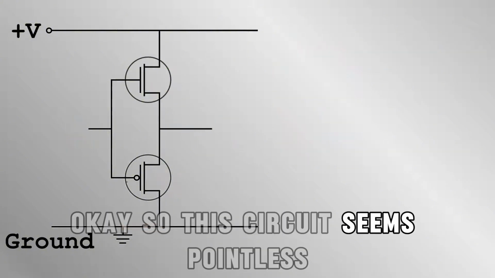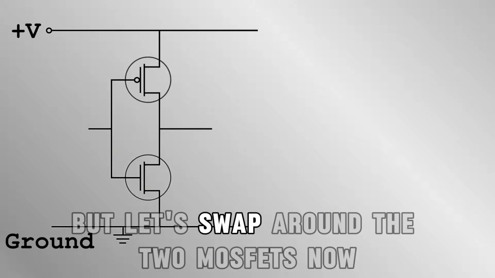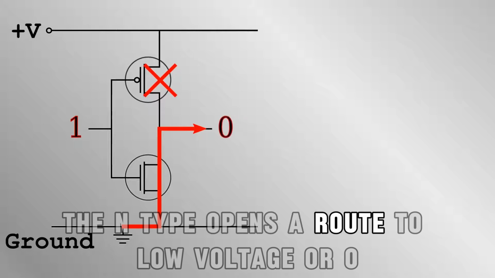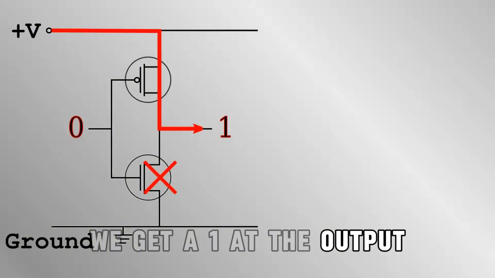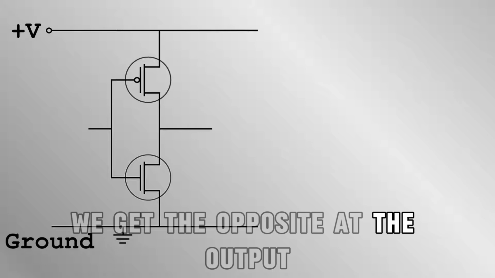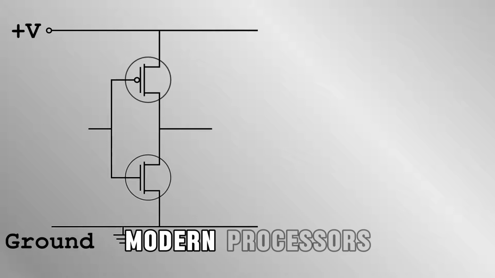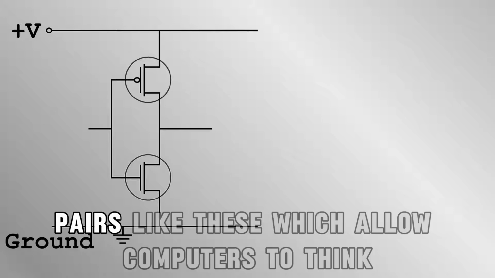Okay, so this circuit seems pointless. We got the same thing at the output as we did at the input. But let's swap around the two MOSFETs. Now, when we apply a high voltage, or 1, to the input, the N-type opens a route to low voltage, or 0. When we apply a 0 to the input, we get a 1 at the output. Whatever we put in at the input, we get the opposite at the output. Later, we will come back to how this forms the basis of all modern processors. Understand that it is vast networks of CMOS pairs like these which allow computers to think.